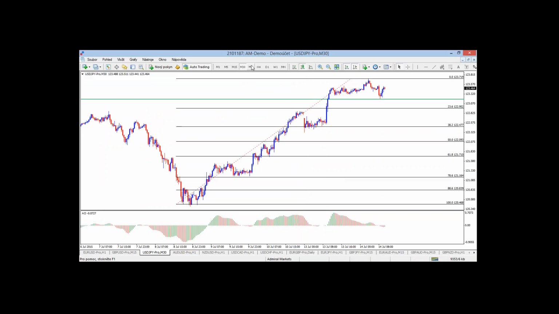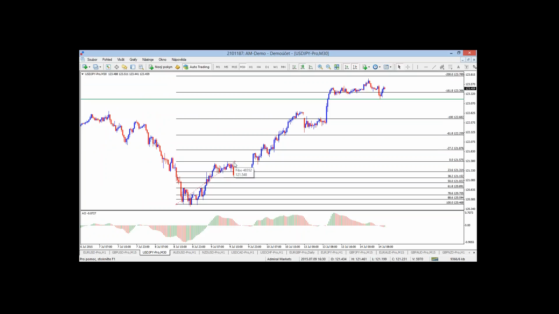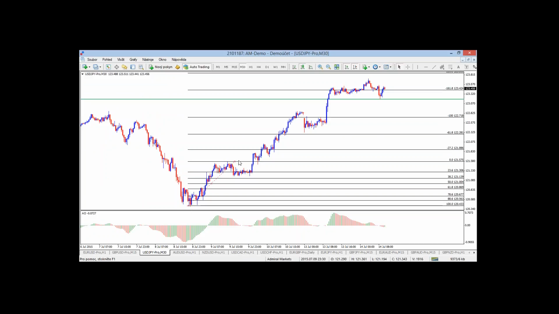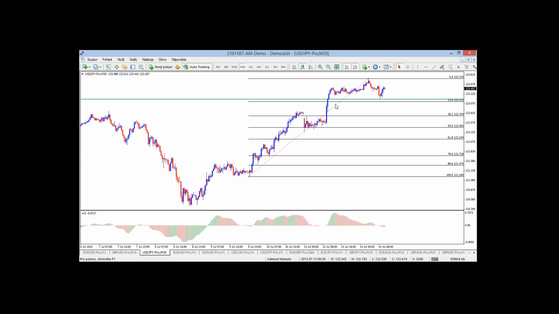Let me check the targets here. See, it went past the minus 1618, which means that this could easily be a wave 3. And we could be now in a wave 4, which means that this fib or this fib could be bouncing spots for upside.